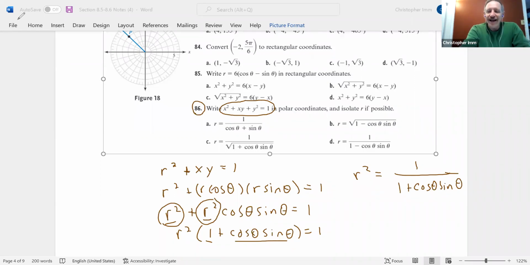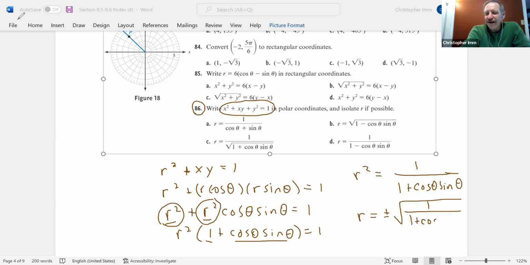grouping. And I have something like r squared is equal to 1 over 1 plus cosine sine. And then here, I can go ahead and take plus or minus the square root. Here's sort of the nice things about polar coordinates, though, as opposed to rectangular coordinates.